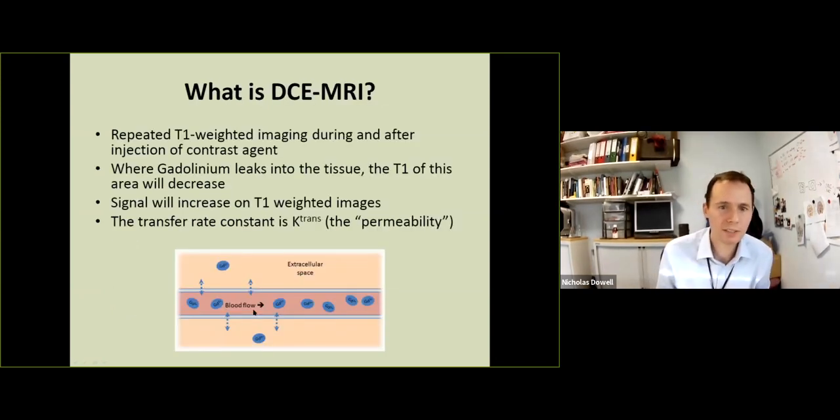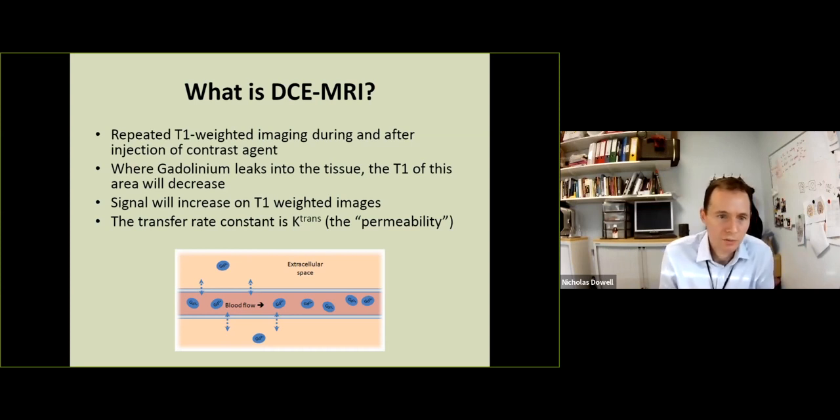So what exactly is this dynamic contrast enhanced MRI? Well, in a nutshell, it's just repeated T1 weighted imaging. So a bit like fMRI is repeated T2 weighted, or T2 star weighted imaging, DCE MRI is repeated T1 weighted imaging.